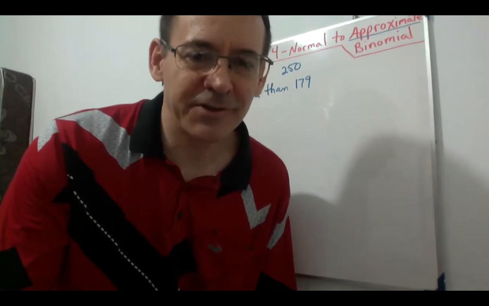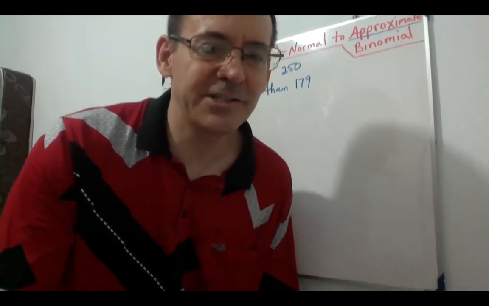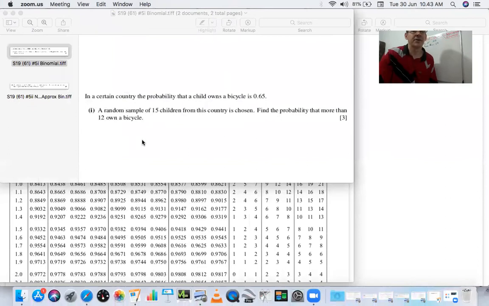Okay, here's our first example. Let's pull it up on our screen share, see what we got. Notice it says, in a certain country, the probability that a child owns a bicycle.